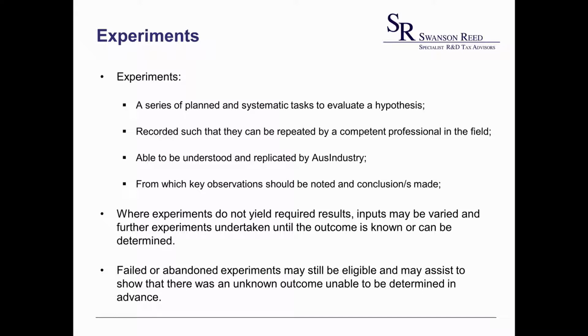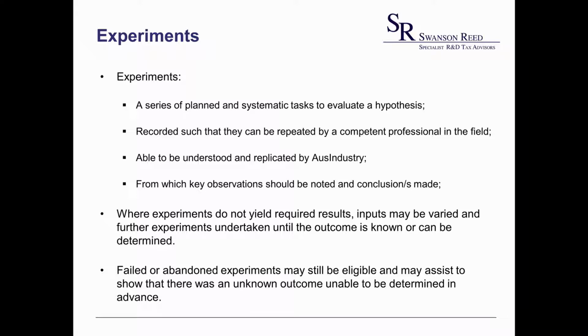Upon completion of each experiment, key observations should be noted and conclusions made. Where experiments do not yield the required results, the inputs to the experiments, that is, the code or design parameters, may be varied and further experiments undertaken until such time that the outcome is known or able to be determined. Oz Industry Guidance notes that failed or abandoned experiments may still be eligible if the relevant criteria are met. Failed experiments conducted as part of an activity may also help to demonstrate that there was an unknown outcome, unable to be determined in advance.